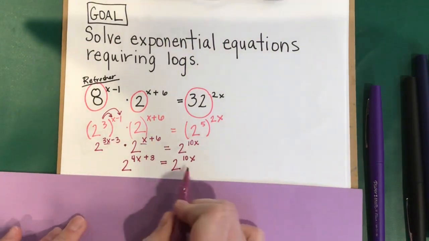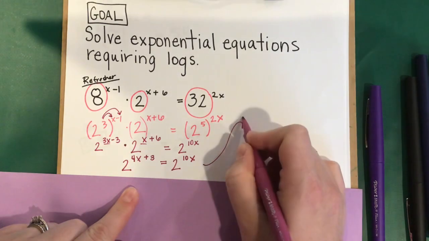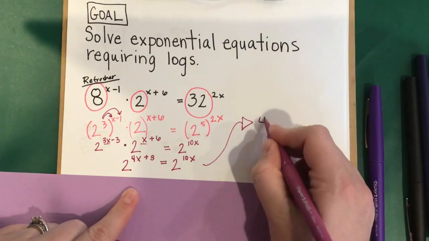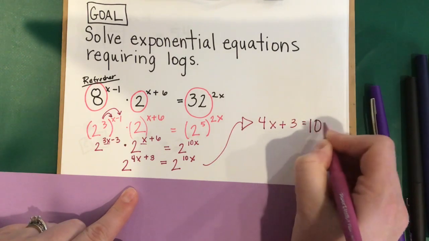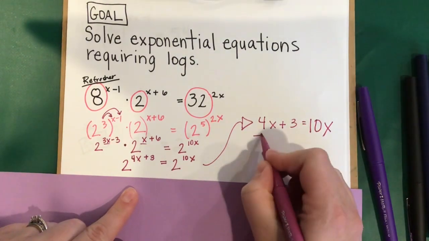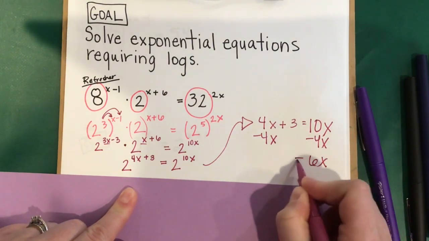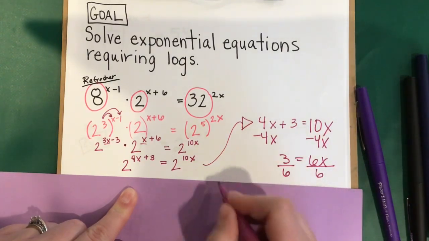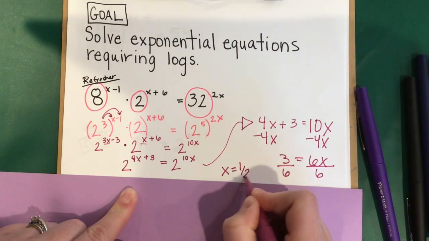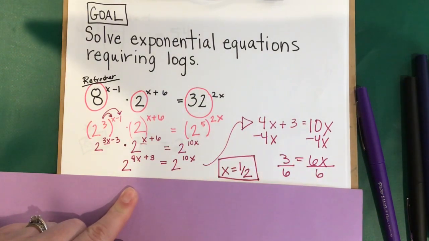So once I have a single base on the left and a single base on the right, now I can go ahead and drop my bases and solve the remaining equation. And so I end up with a solution of x equals 1/2.